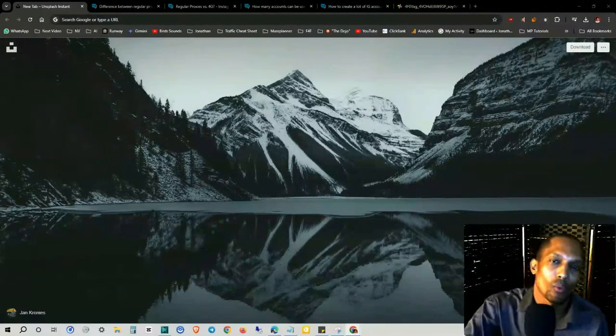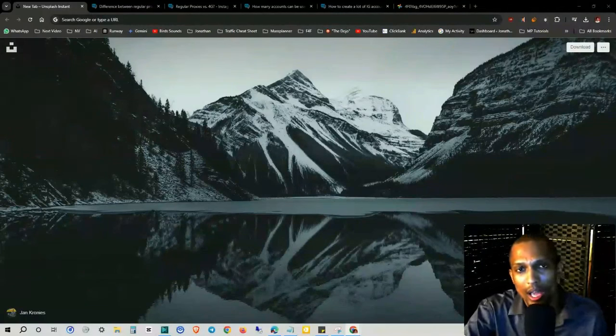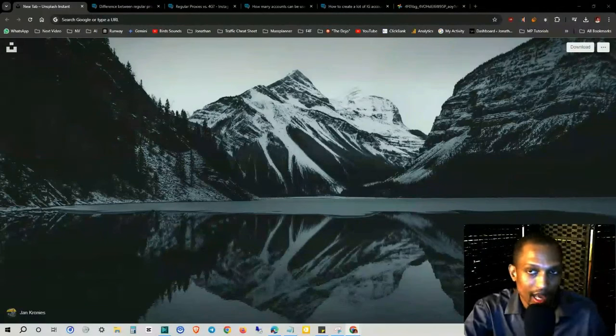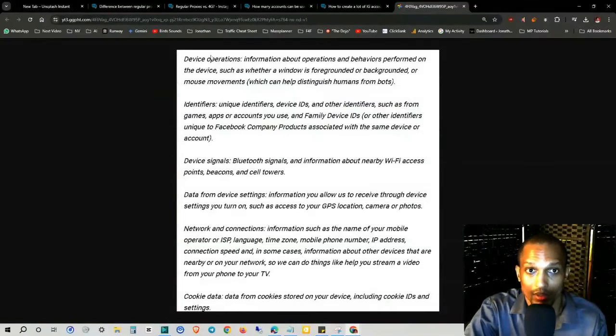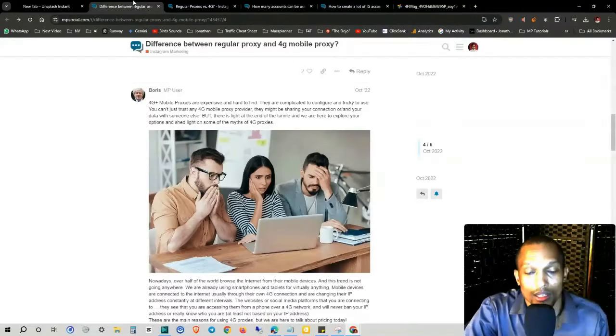I'm basically going to be picking up where I left off when we were talking about the difference between 4G and regular proxy or residential, static, etc. And then we were also talking about what Instagram tracks as far as your fingerprint, so device ID, other identifiers such as family device IDs, any other apps you have on your phone related to Facebook, Bluetooth signals, ISP, language, time zone, mobile phone number. So we were talking about all this because it's directly related to creating a ton of Instagram accounts.